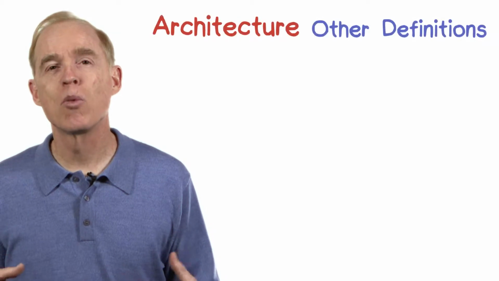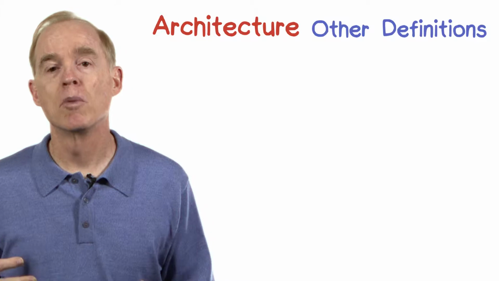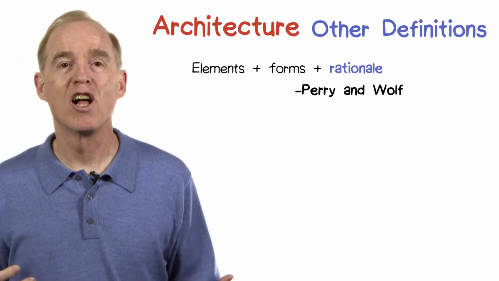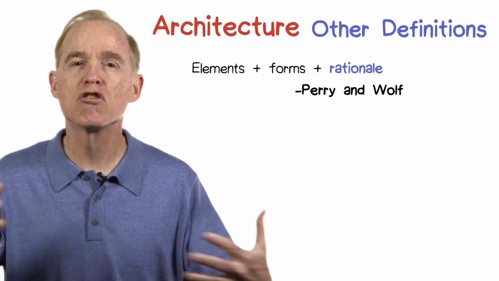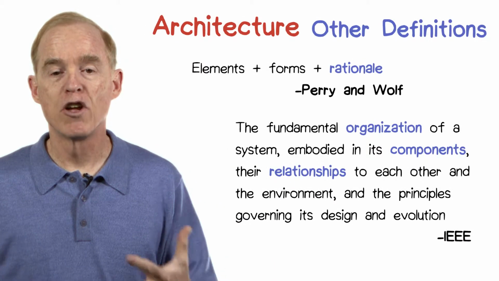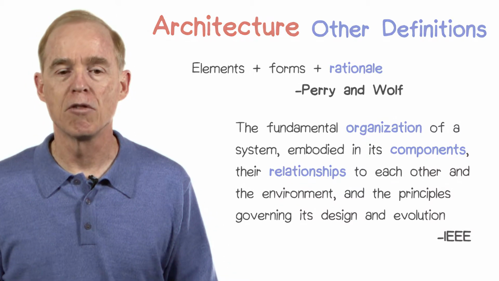Some other definitions we want to pull from during this lesson are one from Duane Perry and Alex Wolff that involves elements, forms, and rationale. Rationale being the set of the decisions and the reasons for making them that the architects have agreed on. Obviously, architecture involves the fundamental organization, components, and relationships. This comes from the IEEE definition.